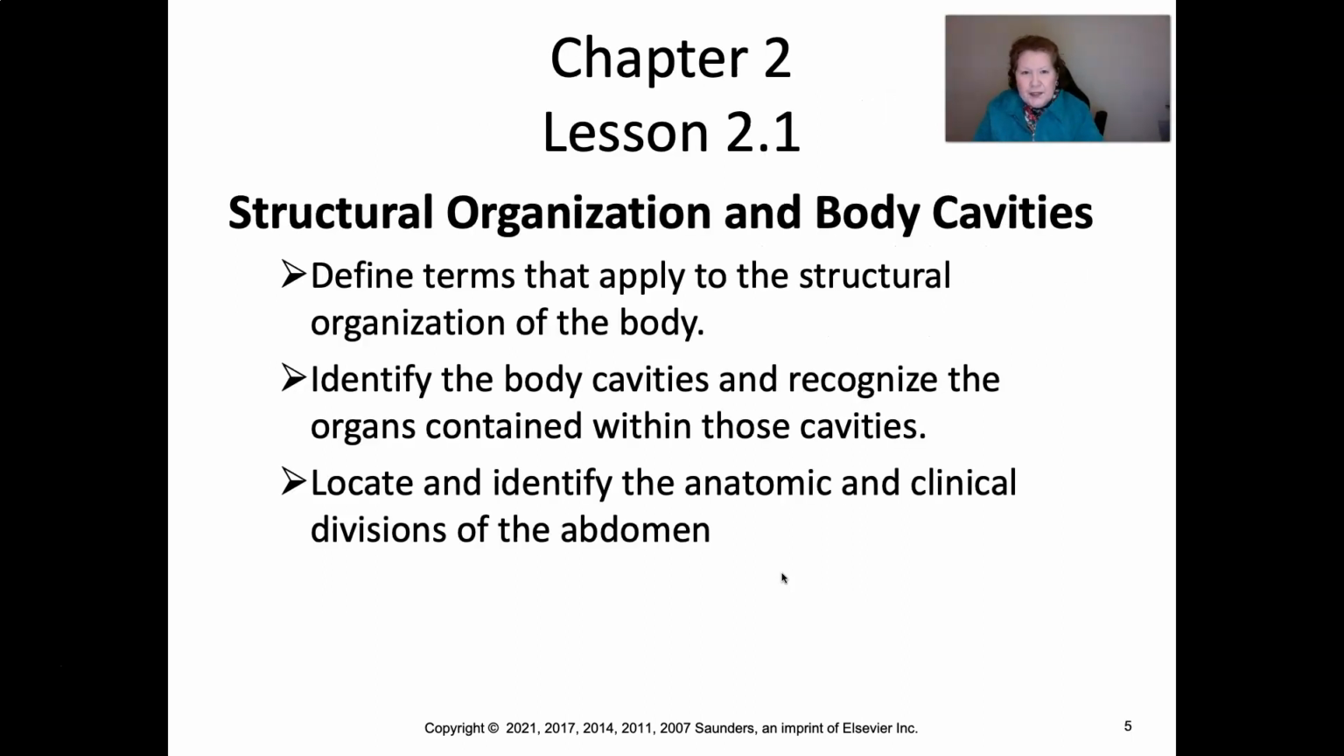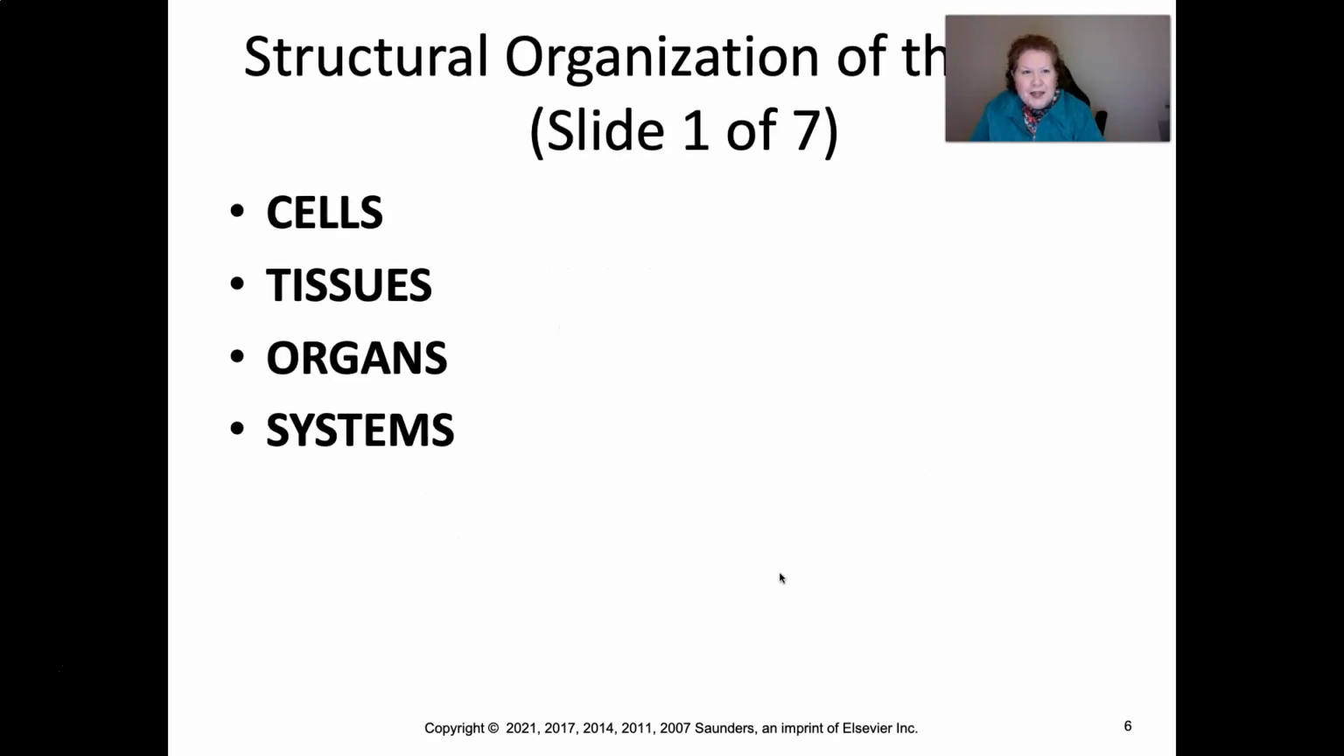All right, so what are we going to do? To begin with, we need to define the terms that apply to the structural organization of the body, identify those body cavities, and recognize which organs are contained within each of those cavities, and locate and identify the anatomic and clinical divisions of the abdomen. Those are your quadrants. And then we will also be talking about cells, tissues, organs, and systems.